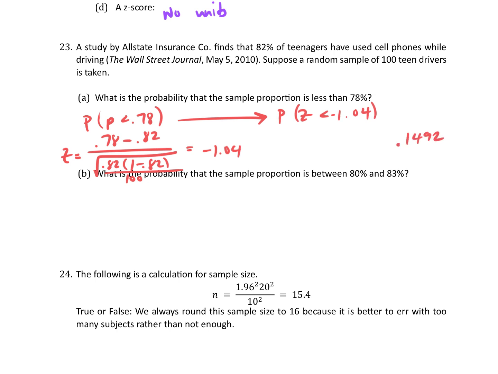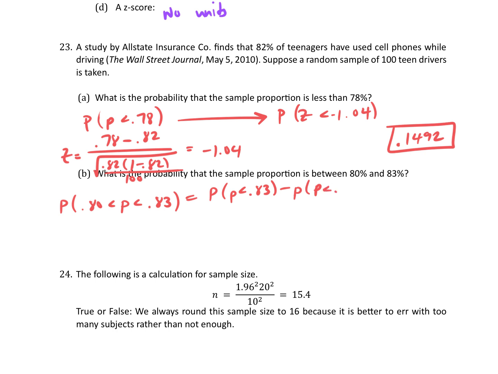Isn't that the year that? Actually, no. What is the probability that the sample proportion is between 80% and 83%? So we're finding the probability that 0.80 is less than P is less than 0.83. So hopefully you remember, this is the same thing as the probability that P is less than 0.83 minus the probability that P is less than 0.8.